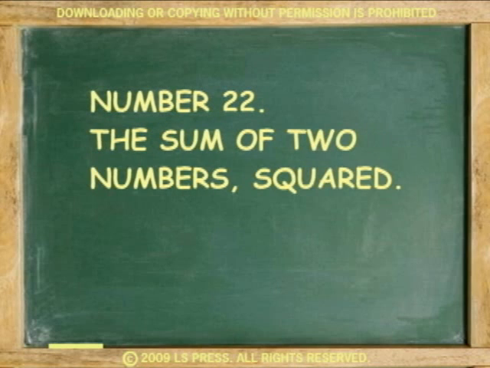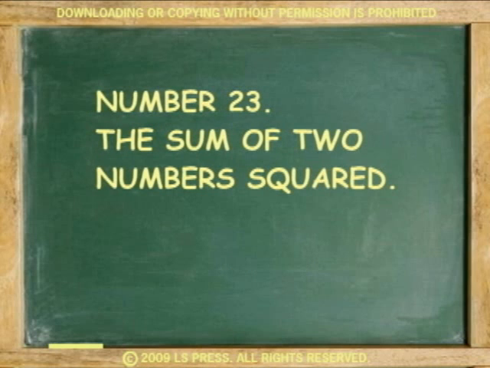Number 22. The sum of two numbers, squared. The comma before squared means that the addition must take place first. Then we take two different numbers, x and y, add them, put them in parentheses, and square them as a sum. Notice the 2 in the exponent means square. Number 23. The sum of two numbers squared. There is no comma here, so we square first, then add. No need for parentheses.